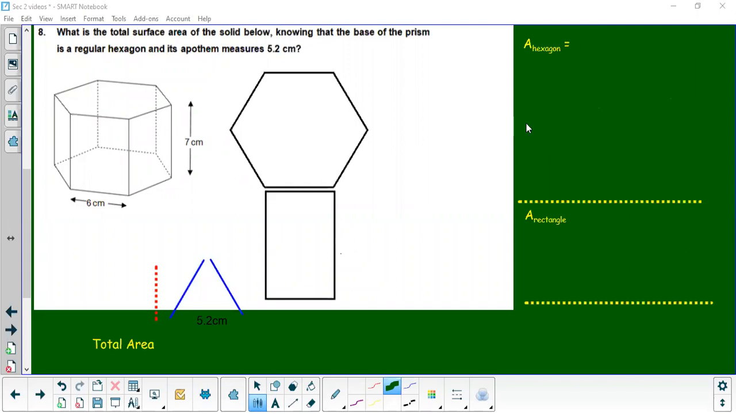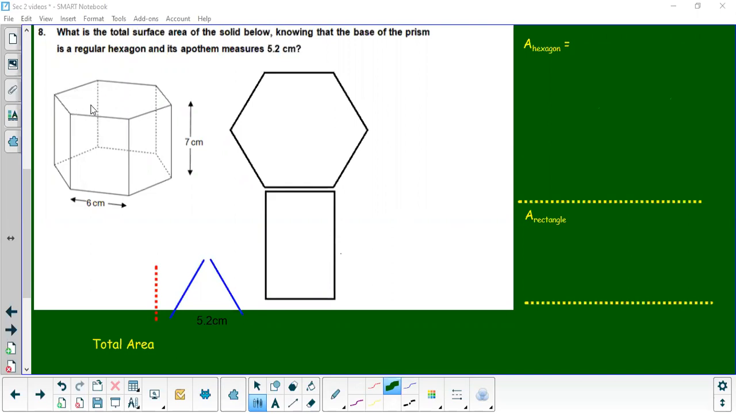Okay, here's a question about the surface area of a regular hexagonal prism. Once you pause the video, try it, and then we'll do it together. So we have this hexagonal prism. What makes up the surface area of this prism?